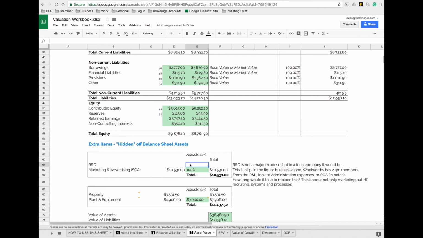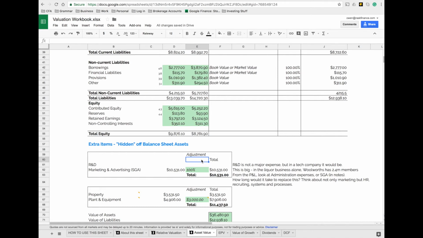Supermarket businesses don't require that much technology or research and development expenses, so I've just put a no adjustment here. But one thing they do have, and one thing big supermarkets do have, is marketing and advertising. So they generally have large budgets when it comes to television commercials, online advertising, or even roadside advertising. And they also have extensive back office operations.